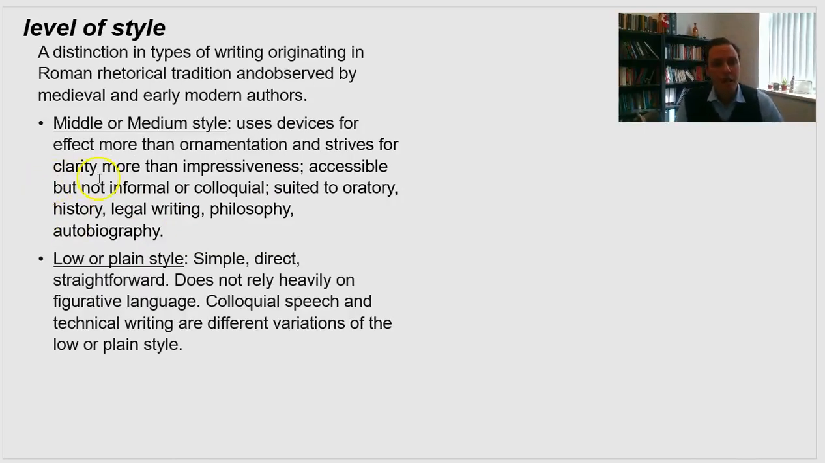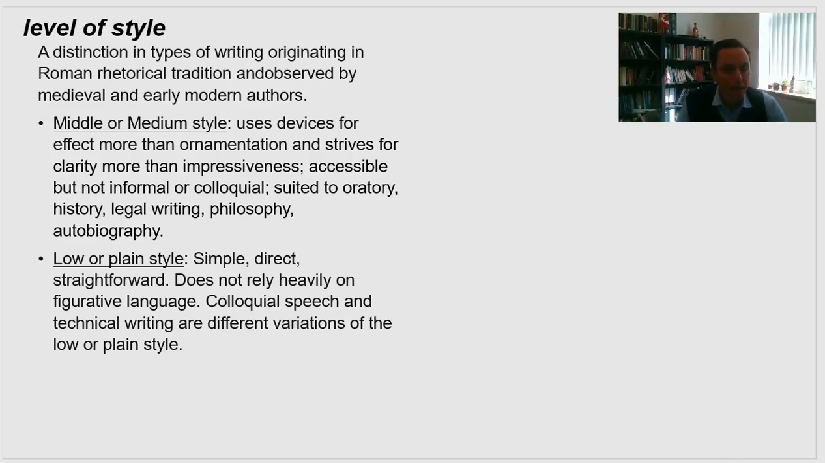The middle style uses devices for effect more than ornamentation and strives for clarity more than impressiveness. It is accessible but not informal or colloquial. It is suited to oratory, history, legal writing, philosophy, and autobiography. In some ways, academic prose that you're supposed to be taught to write here at the university is the successor to the medium style. It should be engaging, it should be clear, but it shouldn't be fancy. You shouldn't use bigger words than you need to. It's kind of like right-sized, you know?